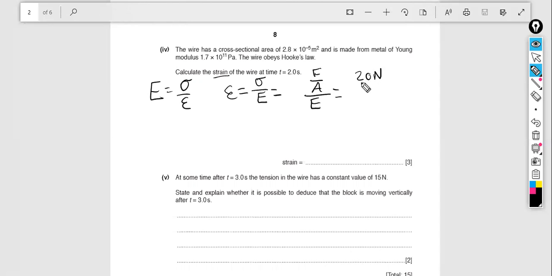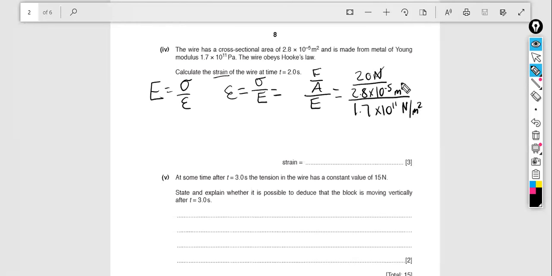Okay, 20 newtons. The area, again, was just kind of given. Nice. 2.8 by 10 to the negative 5 meters squared. Remember, a newton per meter squared is indeed a pascal. Strain is dimensionless. That's why there's no units over here. And so when we divide the stress, the pascals of stress, by the Young modulus, 1.7 by 10 to the 11 newtons per meter squared, right? That's what a pascal is.